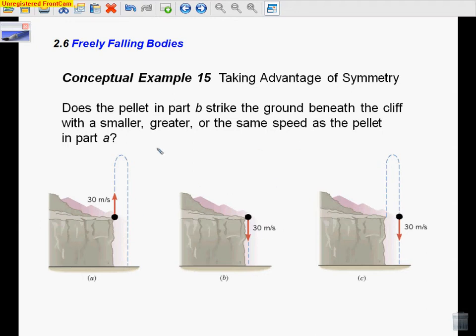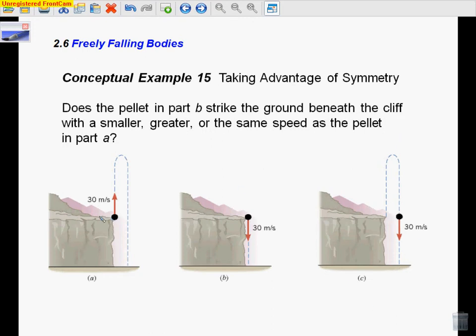So this is asking, does the pellet in this case strike the ground with a smaller, greater, or the same speed as in this case? So think about that for a second, pause if you need to. Okay, the answer is that it hits the ground at the same speed. And diagram C here is illustrating why.